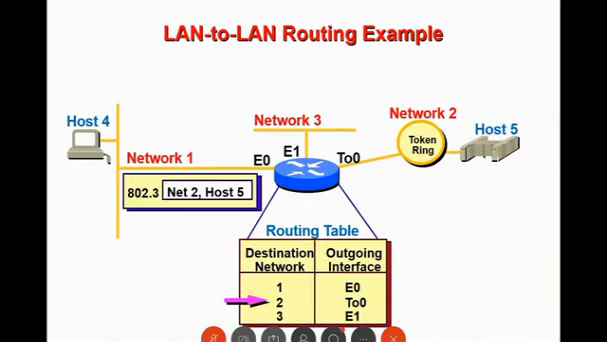This is a LAN to LAN routing. Host 4 wants to communicate with host 5. There are different networks: network 1, network 2, network 3. These are IEEE standards. IEEE 802 talks about LAN. 802.3 is the LAN Ethernet. 802.11, you might have heard, is Wi-Fi. 802.16 is called LTE, that is mobile broadband.